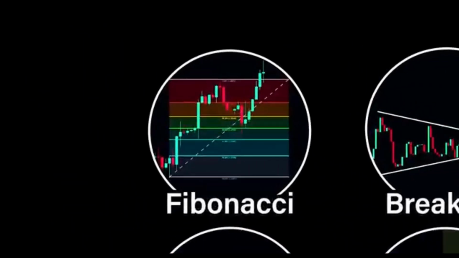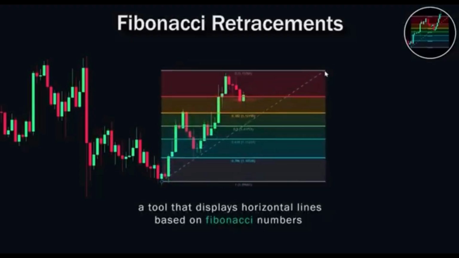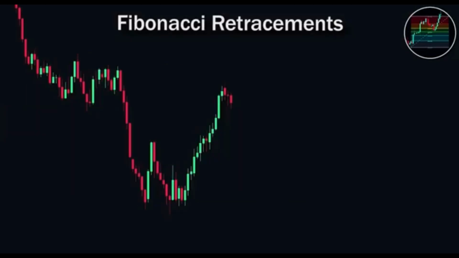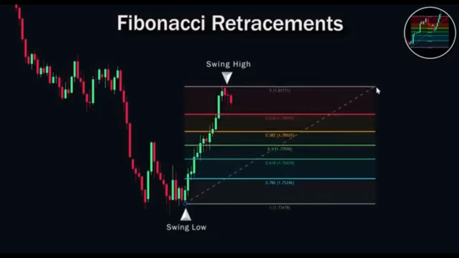Fibonacci retracements. It is a tool that displays horizontal lines based on the Fibonacci numbers. These lines can then be used as key support and resistance levels. To use the Fibonacci retracement tool, you first start by identifying a swing low and a swing high on a chart. Then, drag the tool from the swing low to the swing high.